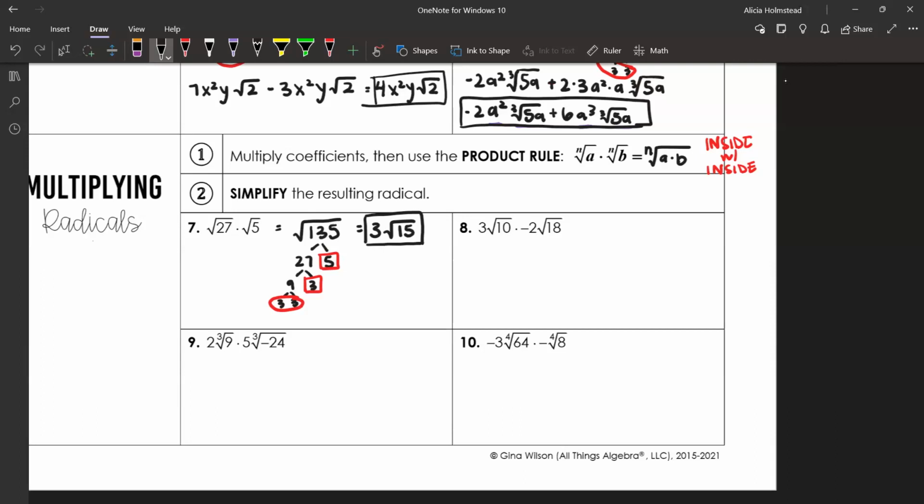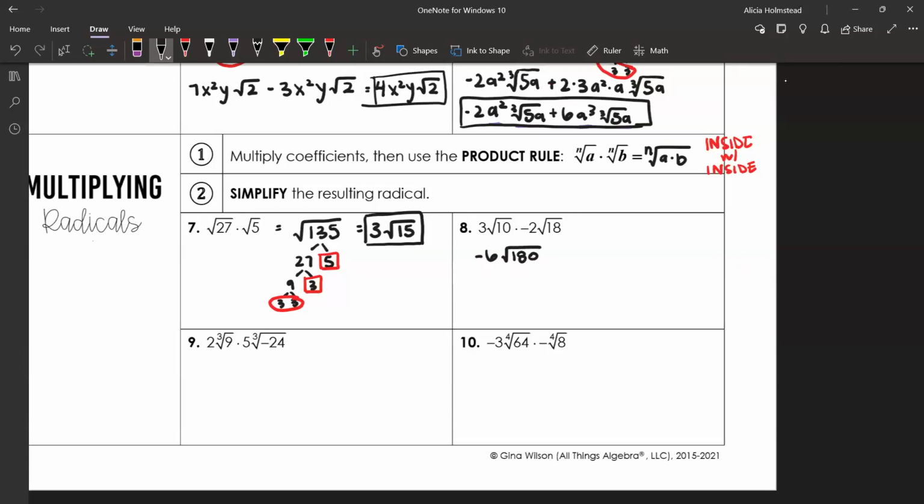Awesome. Okay, this next one. We now have coefficients, and how I like to remember these is you do outsides with outsides and insides with insides. So our 3 and our -2 would be outsides. So outsides with outsides, we can do 3 times -2, which is -6. And then insides with insides, since those have the same index, 10 times 18 is 180.